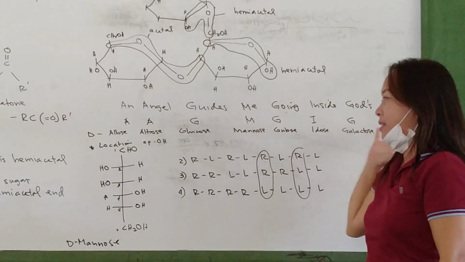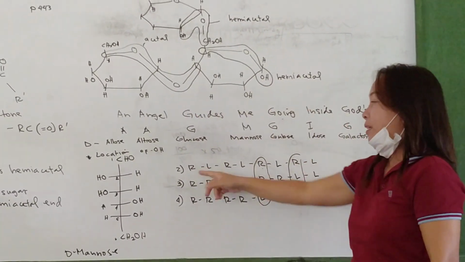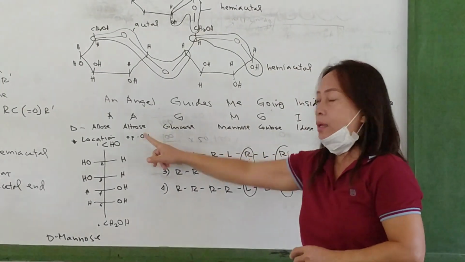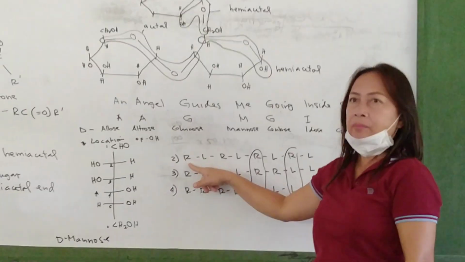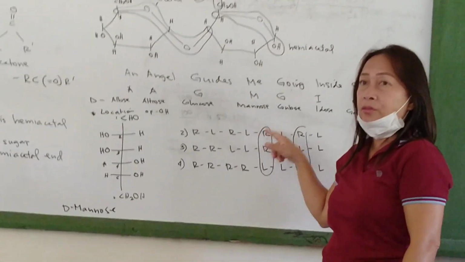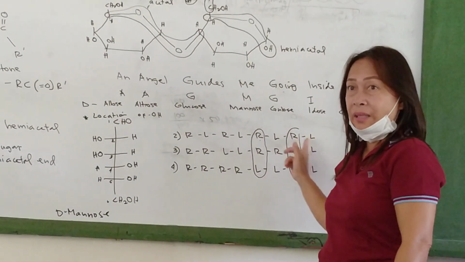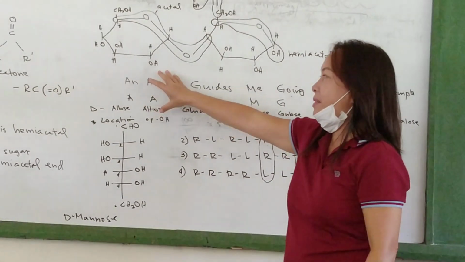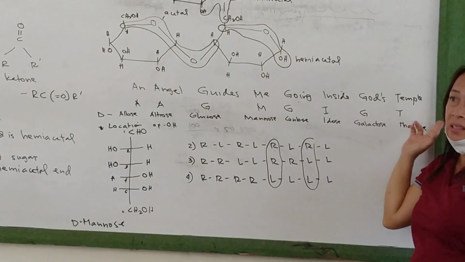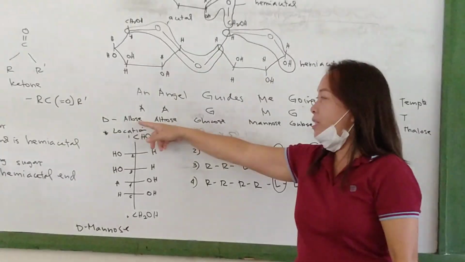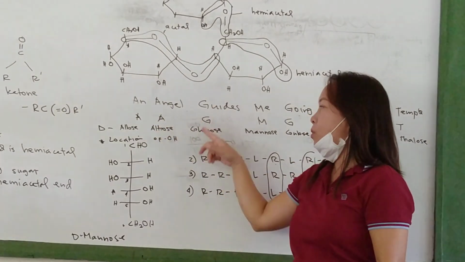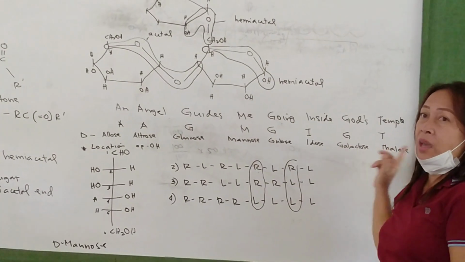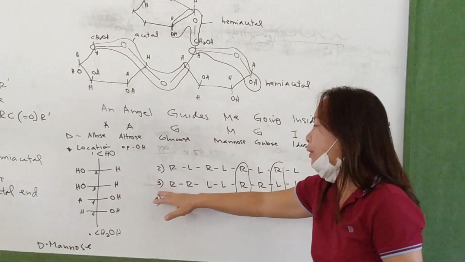So, there are 8 of these monosaccharides. But the location of the OH would be written in this manner: right, left, right, left, right, left, right, left. Are you with me? So, simply memorize this: An angel guides me going inside God's temple, of which A stands for allose, altrose, glucose, mannose, gulose, idose, galactose, and talose. Now, how about for the third?